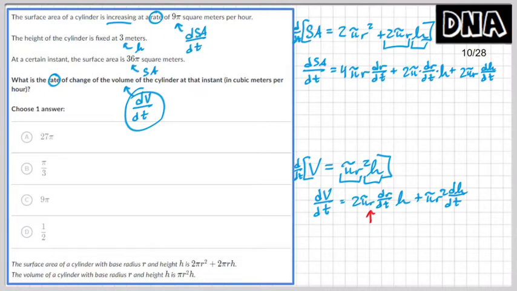Okay. So what was SA? 36 pi. And then we have 2 pi R squared plus 2 pi R. And then I know what my H is. That is 3. Okay. Do I have only one variable that I can solve for? Yes. Sweet. Now we can get busy.